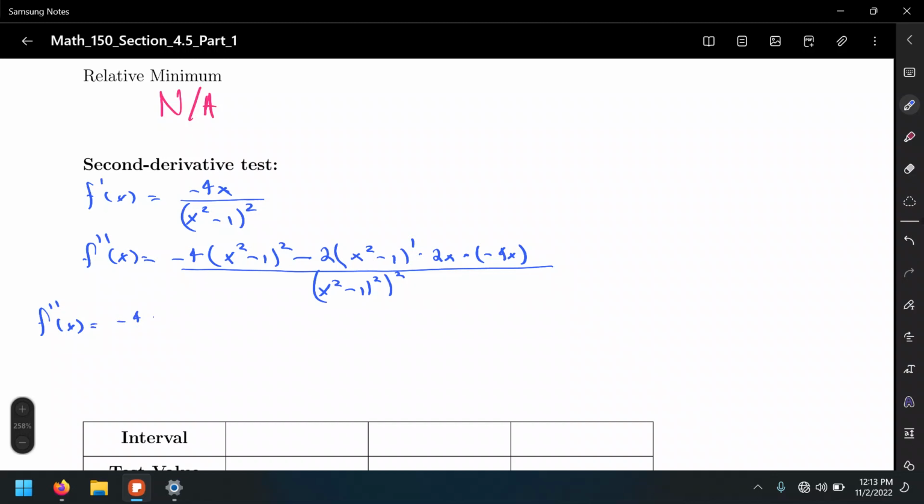That's negative 4x. I mean, just negative 4. Negative 4 times x squared minus 1 squared, minus, okay, so that's going to be x times x, that's x squared, negative times a negative is positive, 2 times 2, which is 4, times 4, that's 16, x squared times x squared minus 1. And well, now the denominator, x squared minus 1 squared, squared, that means multiply the powers, and that ends up being to the 4th power.